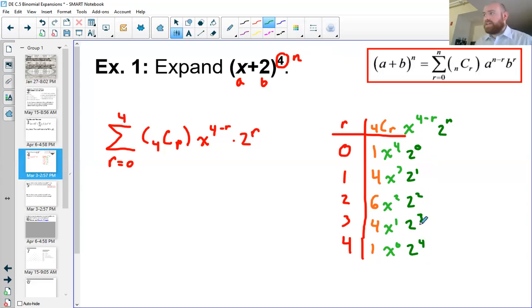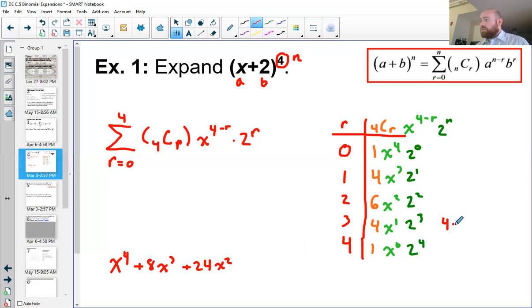And now we get to simplify. And this is where I'm going to go back to the color red. So anything to the 0 power is just 1. So we have 1 times x to the 4th times 1. So that just gives us x to the 4th. Then we have 4 times 2, which is going to be 8 times x cubed. Then we have 2 squared, so 4 times 6 is going to be 24, plus 24 times x squared.